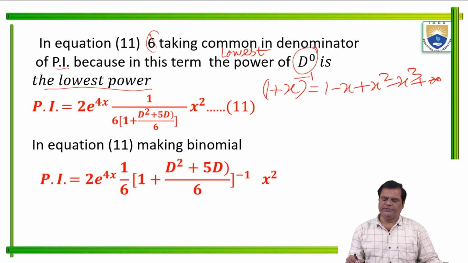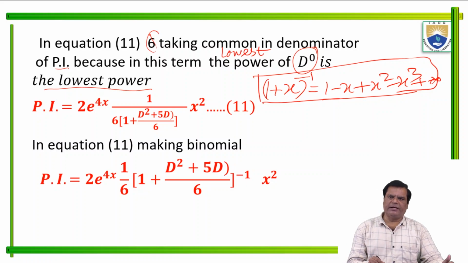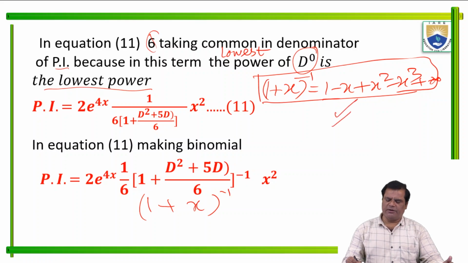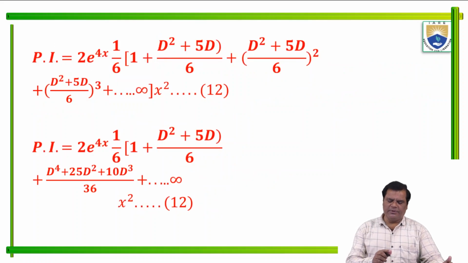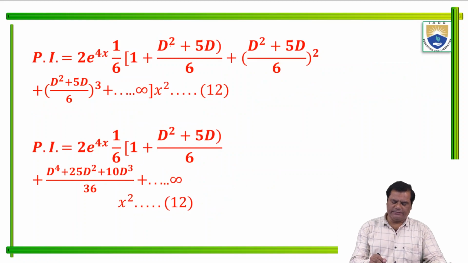This is an infinite series, known as the binomial theorem. This is the binomial formula we apply here. With the help of the binomial, we can expand this. This is taken in numerator, so this is to the power minus 1. So 1 plus x, the whole to the power minus 1. We apply this formula here. After applying this formula, we get 2e to the power 4x into 1 upon 6, 1 upon 6 being common. So 1 plus (D square plus 5D) upon 6. This is x. So here 1 minus x, so the minus sign is there.